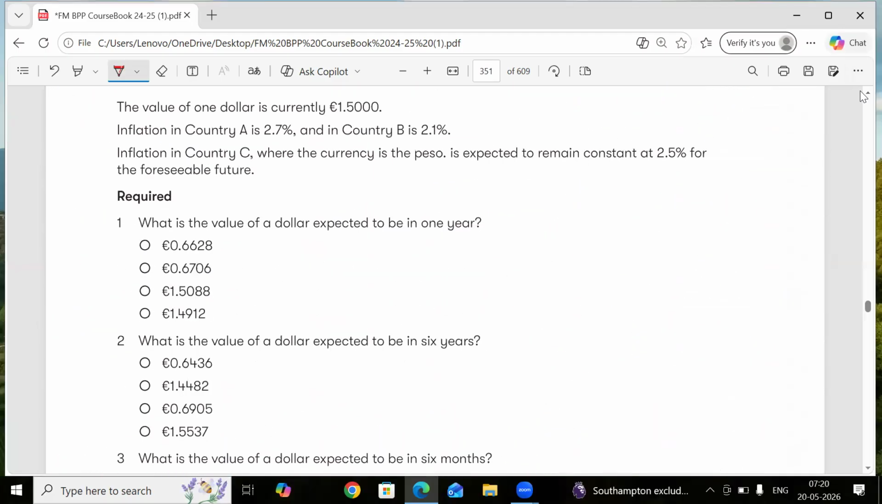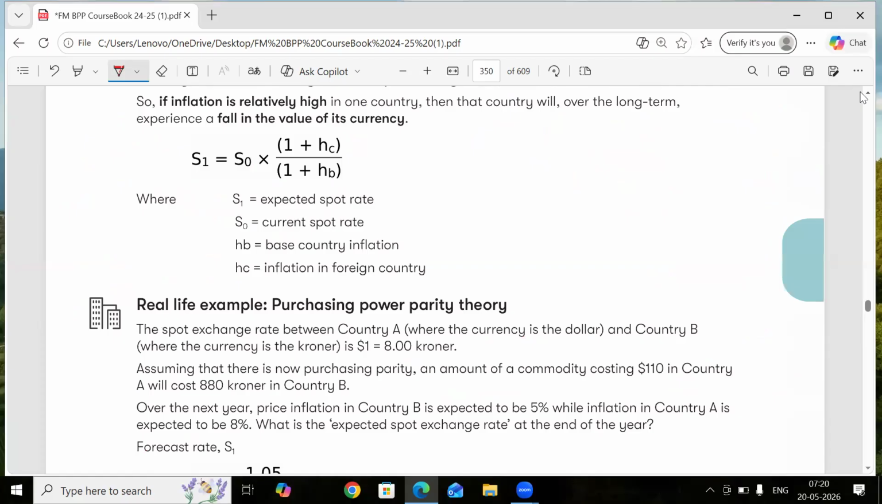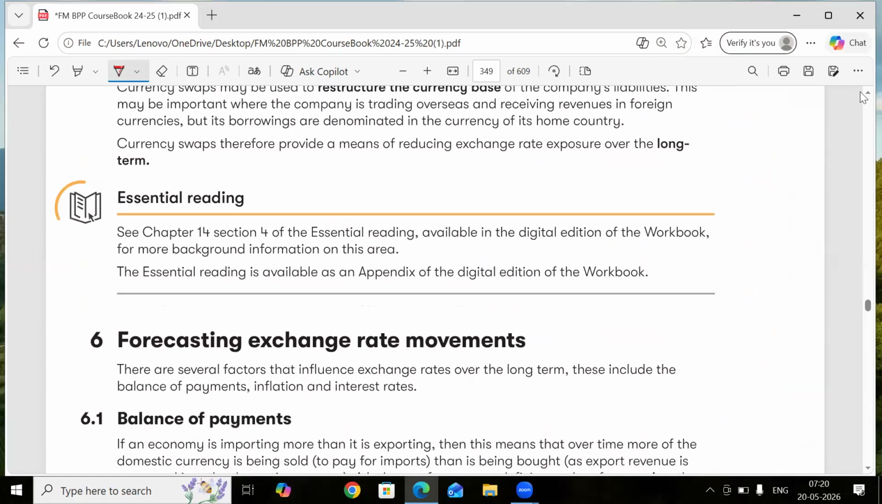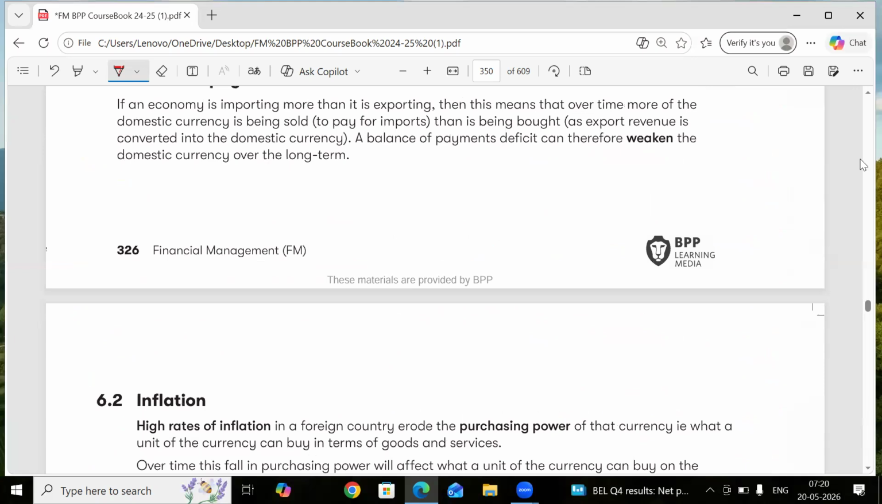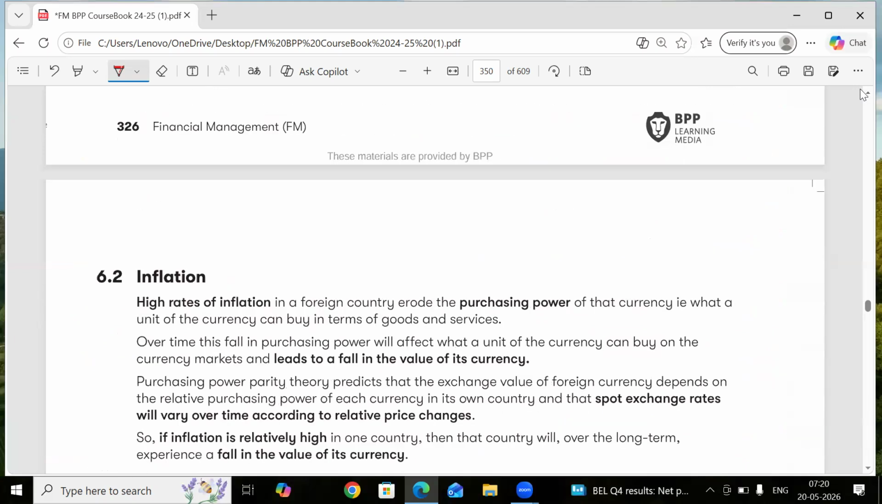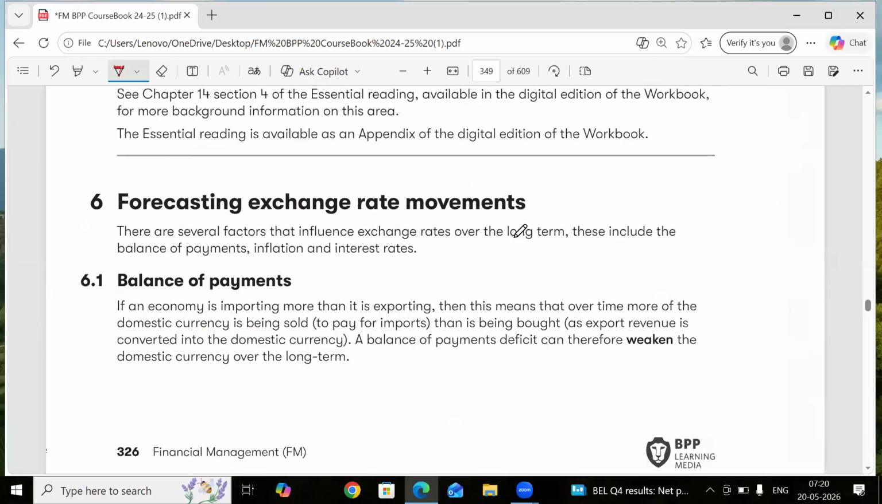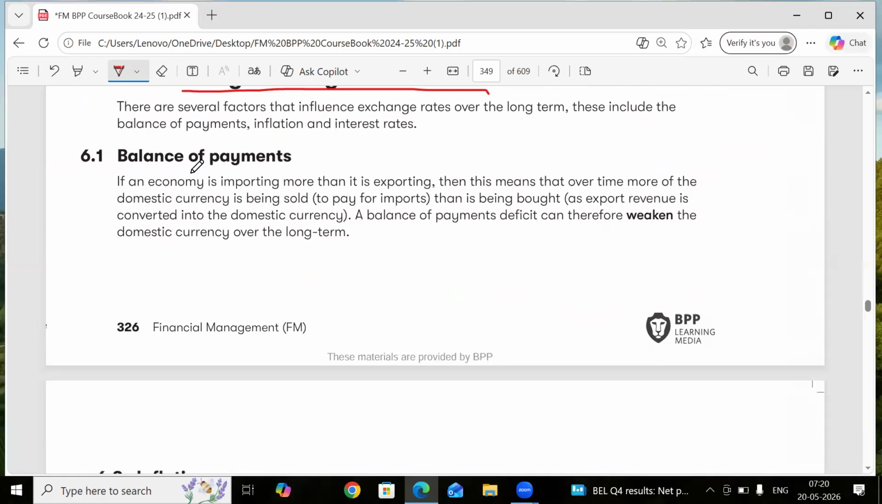Let's move forward to the next concept. Very important. Please try to understand what I'm trying to say. Now we are going to calculate forward exchange rates, forecasting exchange rate movements, balance of payments. See, what is balance of payments? If an economy is importing more than it is exporting, let's say India is importing more, exporting less. More imports, less exports.